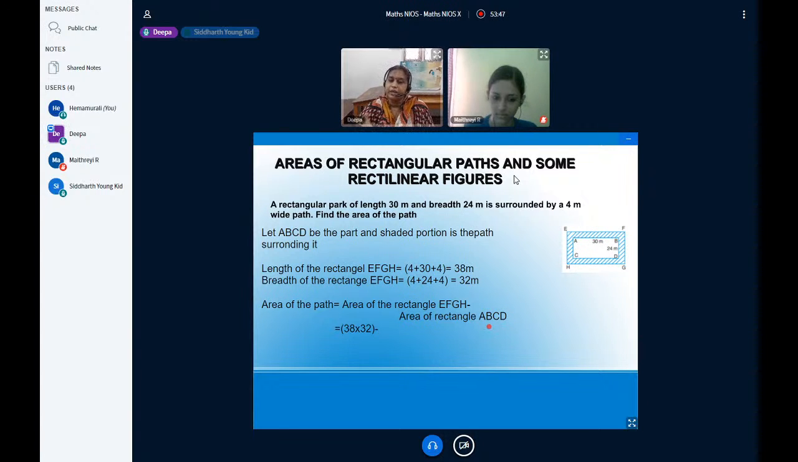Then the area of the rectangle ABCD is what? 30 into 24, which is given by them. Already in the question we have that. Okay, so multiply it. 38 into 32 is 1216. Minus 30 into 24, which is 720. When you subtract 1216 minus 720, how much? Subtract and tell me.